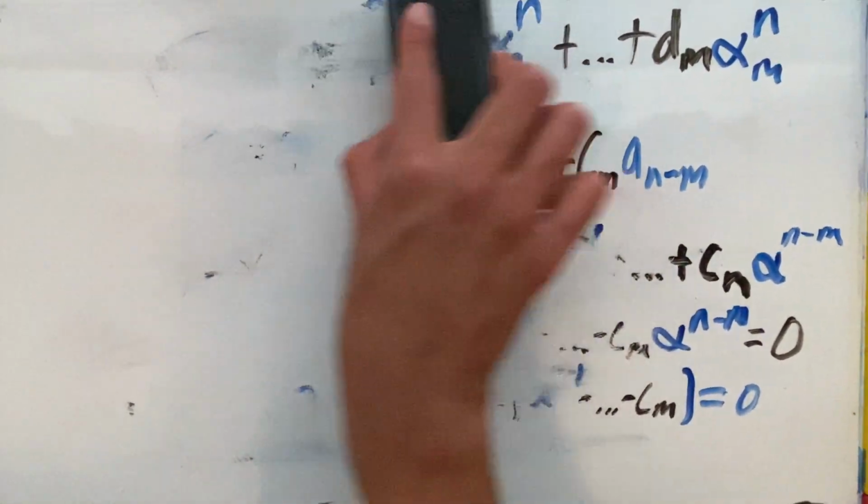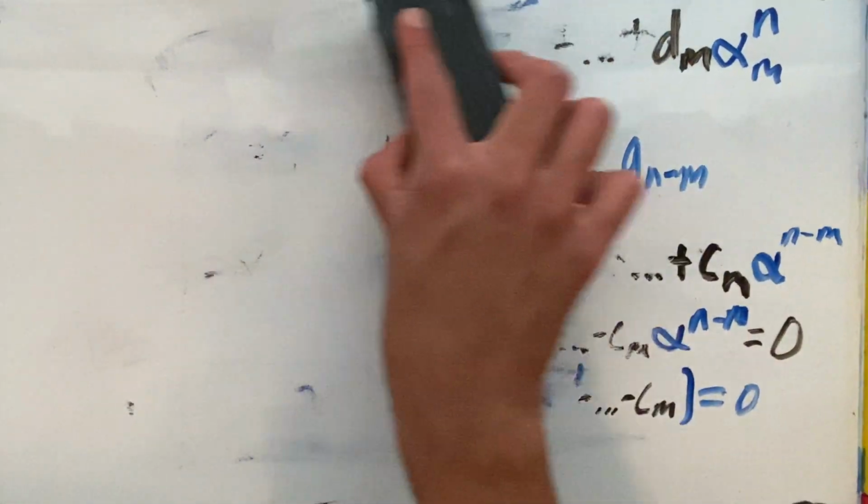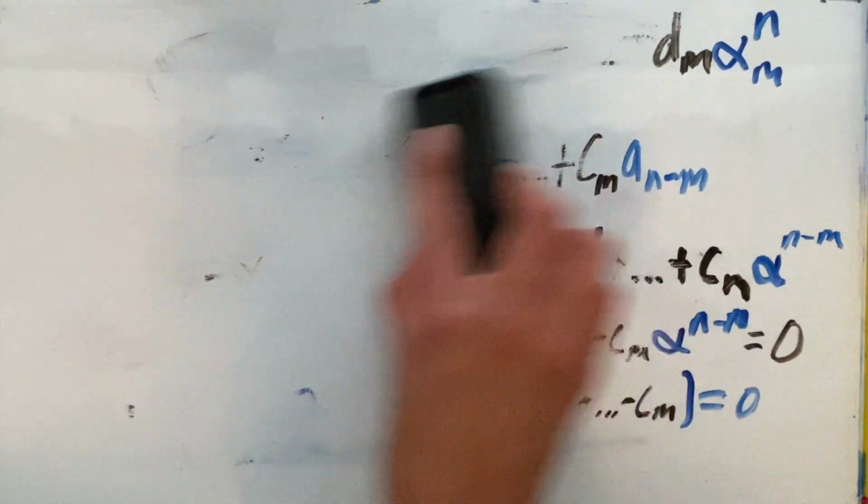And I'll keep it to a small number of terms, just 2 in the recurrence relation, so that it's not super complicated.